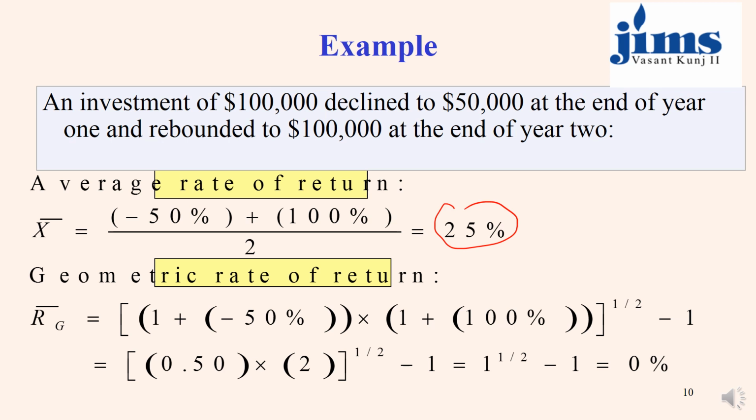But in the geometric rate of return, if we find the arithmetic rate of return and the geometric rate of return, what would happen? It is (1 minus 50/100) times (1 plus 100/100), whole to the power 1/2. This will become 1 plus 1, that is equal to 2, and 1 minus 0.5, that is equal to 0.5. 0.5 into 2 is equal to 1, 1 minus 1 means there is no return. Is it so? But you have to be very careful when you are finding the returns.